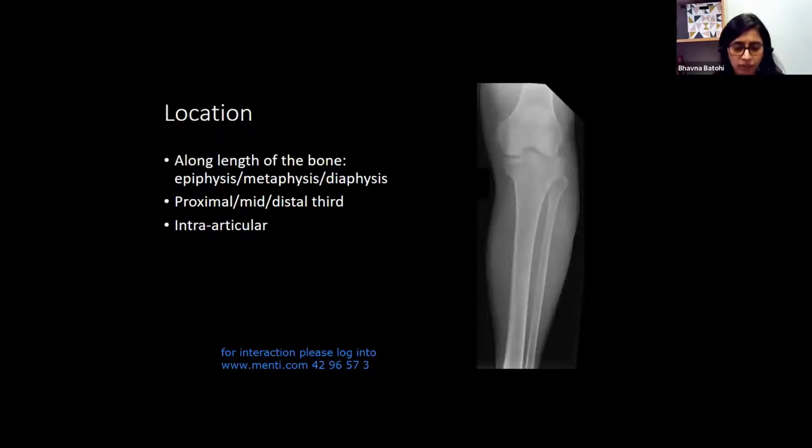Then after fracture orientation, location is another important thing to consider. Just as you would describe a bone lesion, it's important to describe the location along the long axis of the bone. You can either use the terms epiphysis, metaphysis, or diaphysis if it's a long bone, but sometimes proximal, mid, and distal third are appropriate as well. So for example, when describing a fracture of the clavicle. And it's important to mention whether there is intra-articular extension or not. And I will go on to talk a bit more about intra-articular extension shortly.